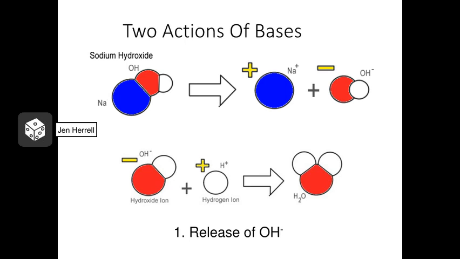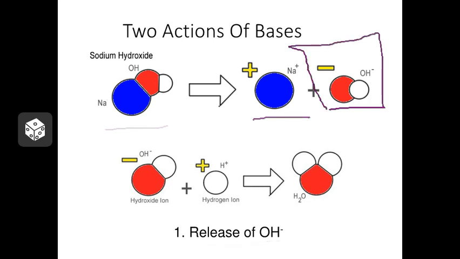One way that a chemical can act as a base is by releasing hydroxide ions. So here, for instance, we have sodium hydroxide. This is a base that you will play with in lab. When it dissociates, when you mix it with another chemical, it tends to break into sodium ions and hydroxide ions. That's our basic component right there.